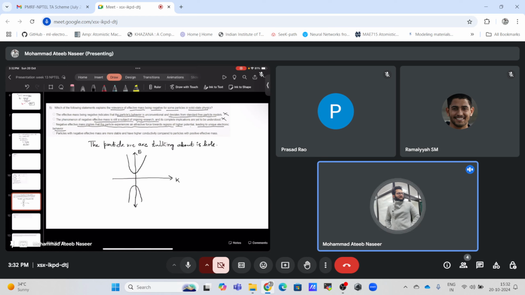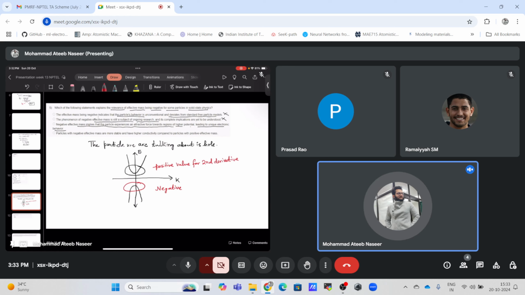You can clearly see that for this kind of curvature, you will get a positive effective mass, a positive value for the second derivative. And for this you will get negative. So that's all.